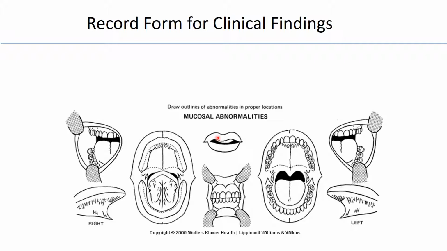Okay. Record the record form for clinical findings. As part of the clinical exam, the record form is to note any deviations from normal and where they're at. So you can actually draw it on there. It's a nice form to have. It's very nice to use that. We actually don't have that.